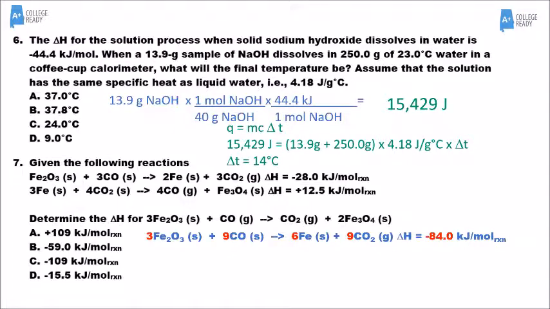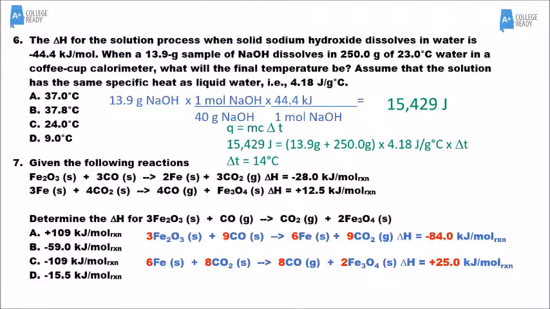For the second equation, we multiply through by 2 because in the final equation we want there to be 2 Fe3O4s, and in the beginning equation there was only 1. So I multiply the entire equation by 2, including the delta H value, and then all you have to do is add together the two numbers, the negative 84 and the positive 25, and that gives you the delta H for the target equation.